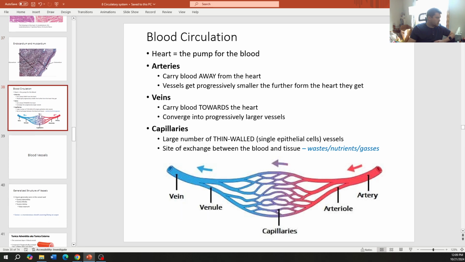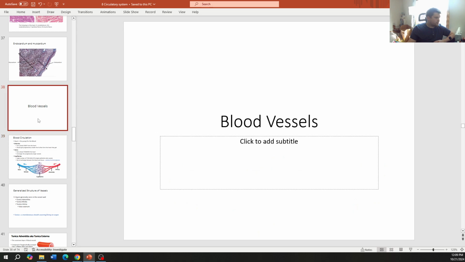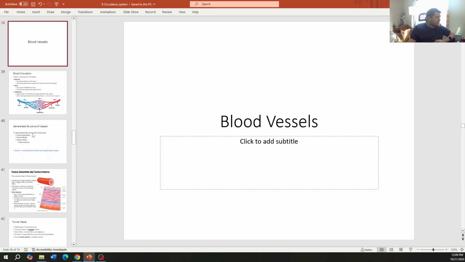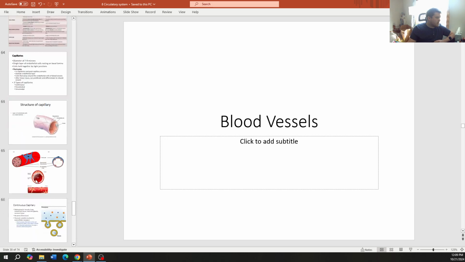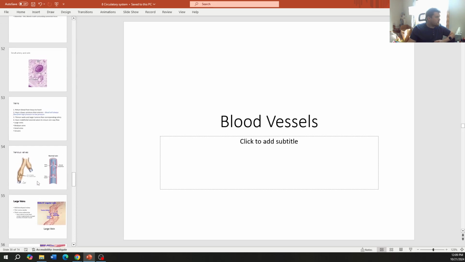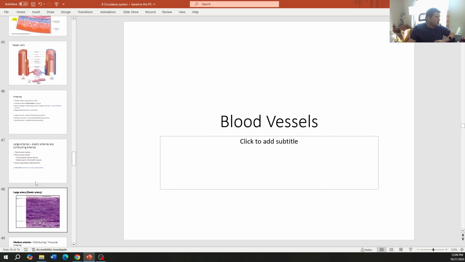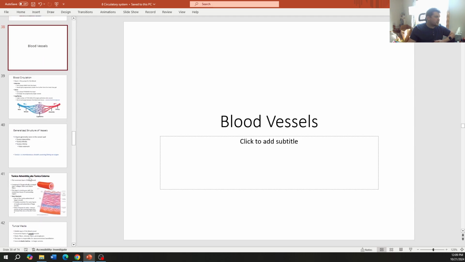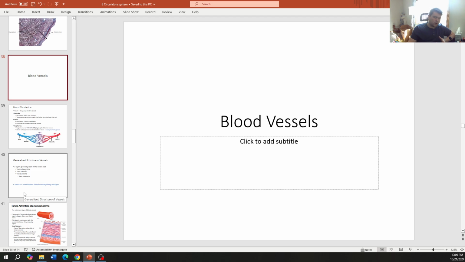And again, overall, that is the heart in general. I think what I'm going to do, just for making this nice and organized, I'm going to go ahead and stop this, make this a part 2, make it a little bit shorter, and then in our part 3, we're just going to lock in and focus on blood vessels.